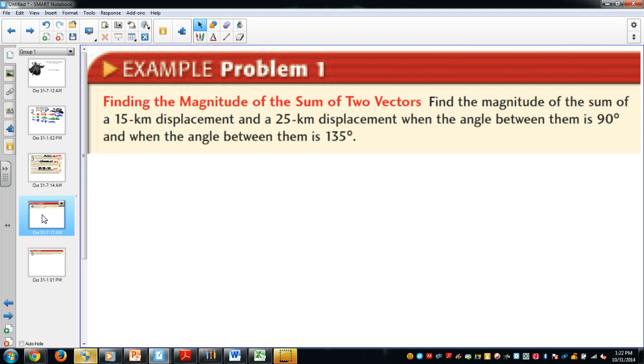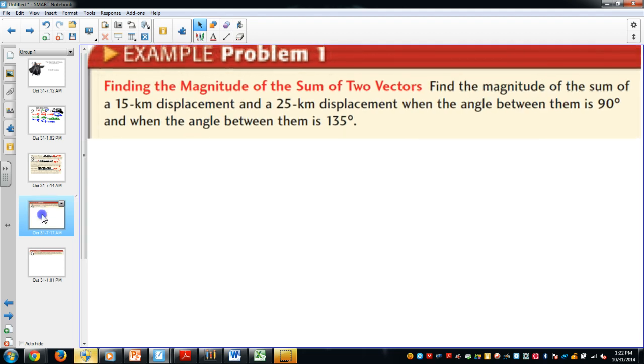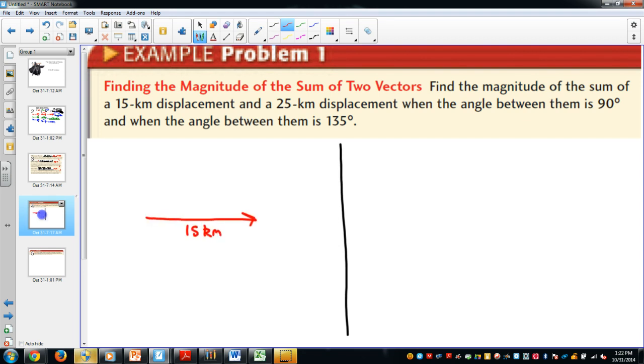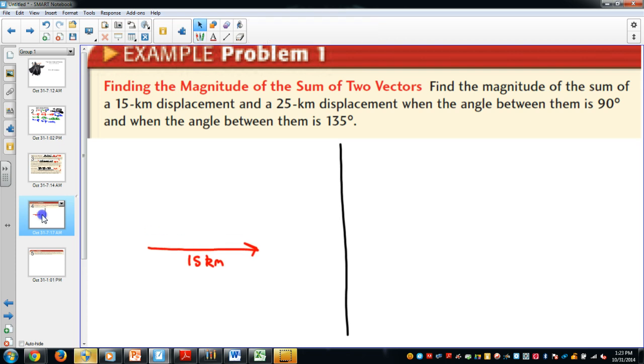It says, find the magnitude, and the magnitude means how big, of the sum of a 15-kilometer displacement and a 25-kilometer displacement when the angle between them is 90 degrees and when the angle between them is 135 degrees. So we're going to do two problems here. We've got a 15-kilometer displacement, so I'm going to say that it's 15 kilometers. And then I've got a 25-kilometer displacement. I want to make it roughly to shape.